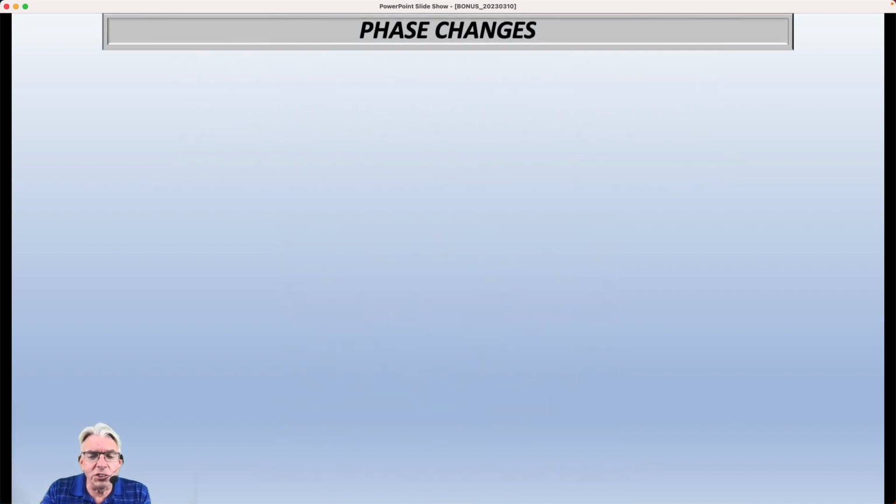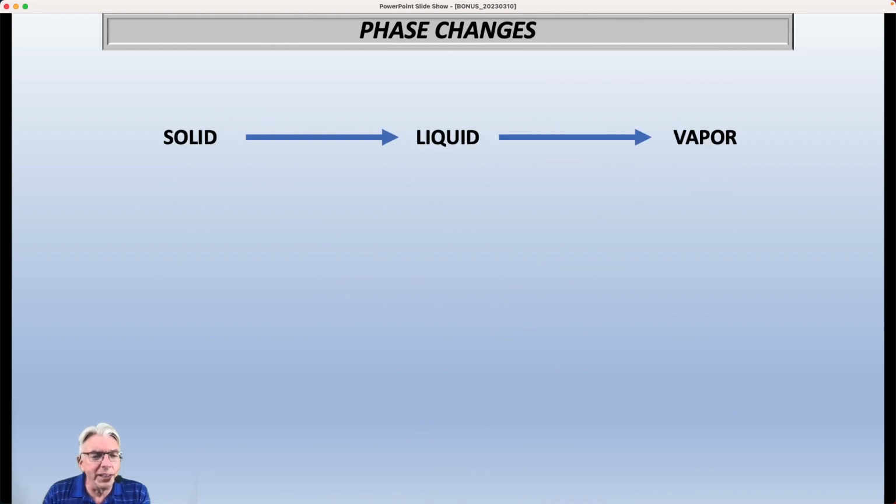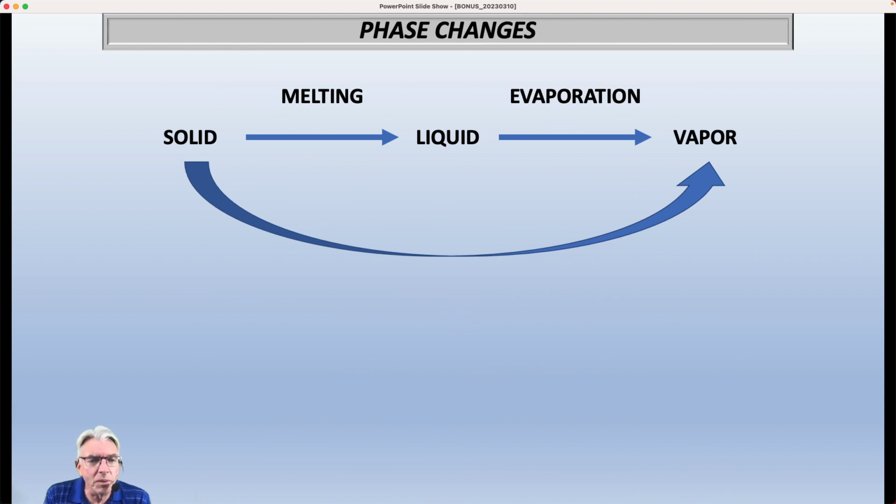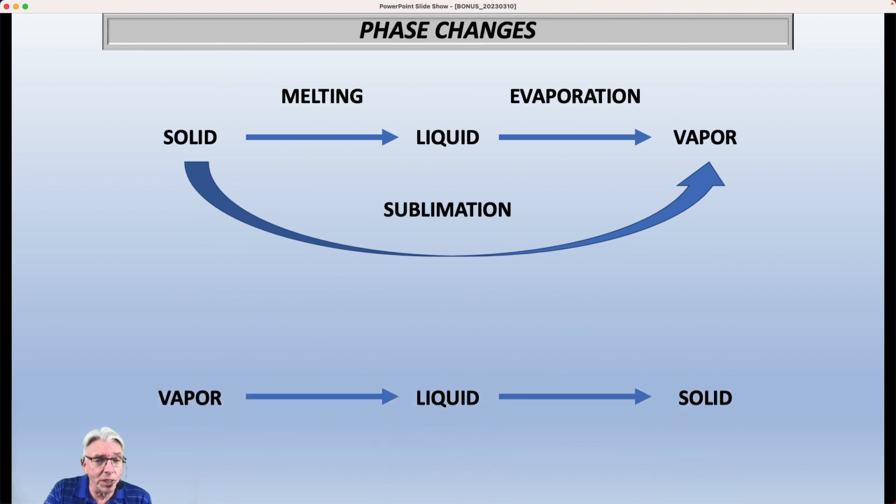All right, so let's do some review here, and I'm sure that most of you know about this, but just for the purpose of review, we have 3 different phases of water. We have solid, liquid, and vapor, and the process of going from solid to liquid is called melting. The process of liquid to vapor is called evaporation. And if you go straight from solid to vapor, that is called sublimation. And this actually happens with snow. Not all snow melts and turns into liquid. Some of it escapes directly into the vapor state, and we call that sublimation.